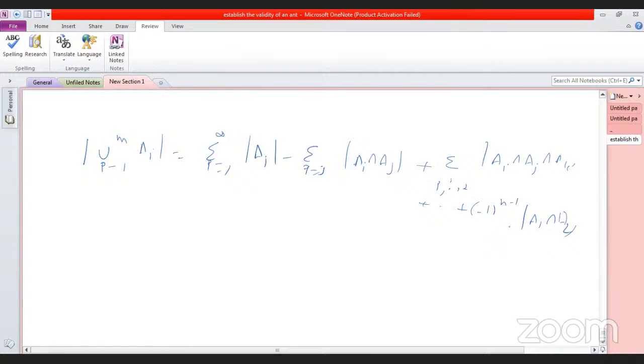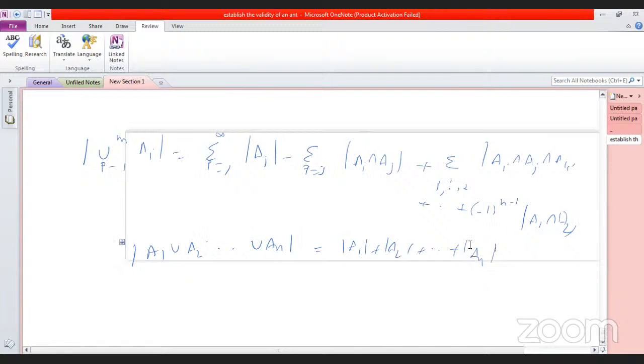Here on the right side, the two summations are taken over all i, j and the integers 1, 2, up to n. The third summation is taken over i, j, k in 1, 2, 3, up to n. So if A1, A2 and so on An are mutually disjoint sets, therefore we can write A1 union A2 union up to An is modulus of A1 plus modulus of A2 and so on, plus modulus of An.